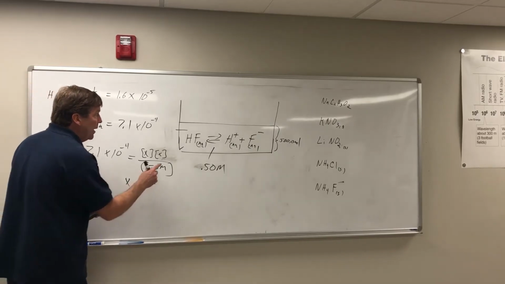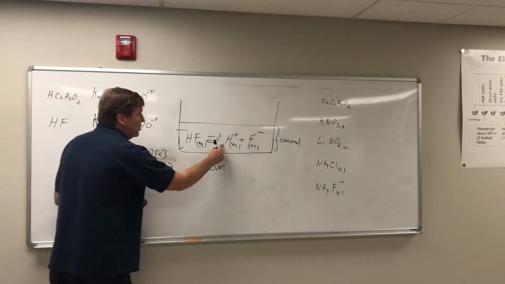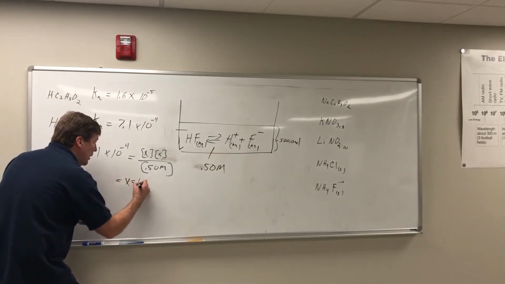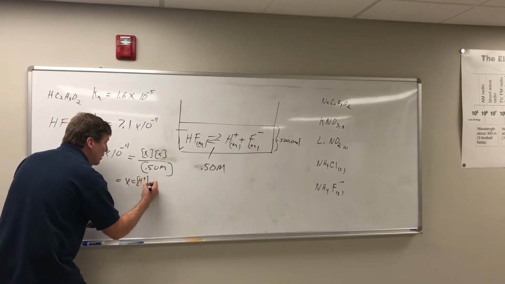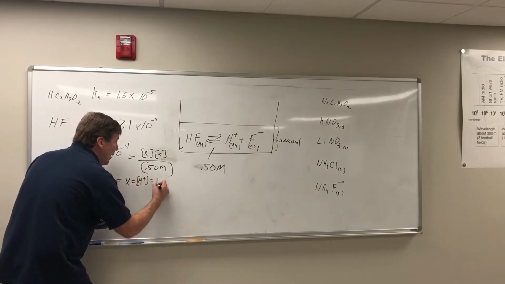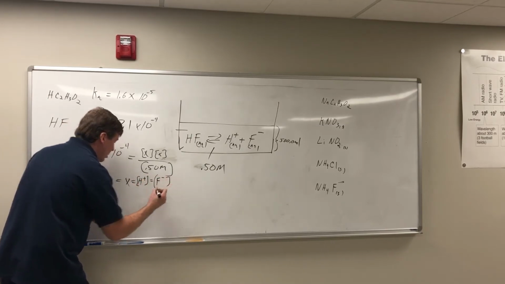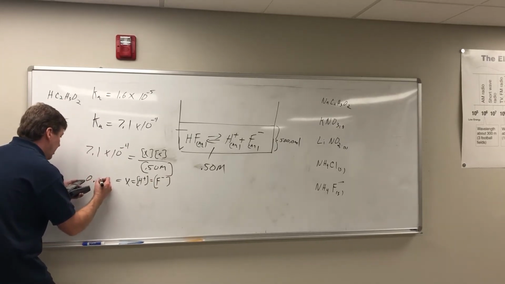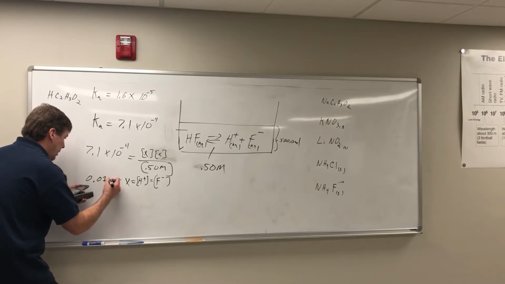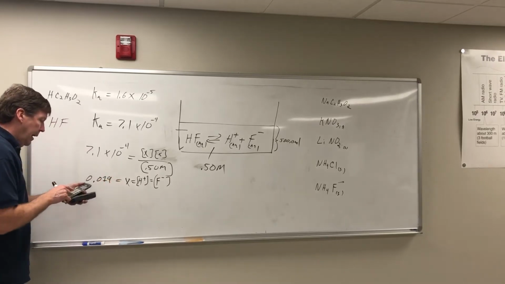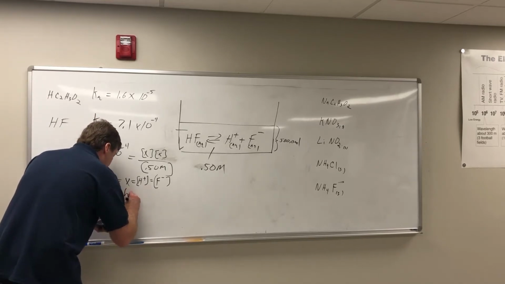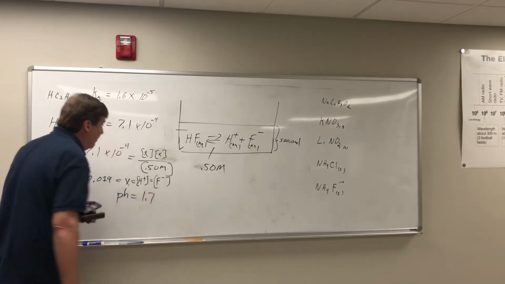Okay, so it looks like our quantity of X, which is equal to these two, H positive as well as F minus here, is going to be approximately 0.019, and the pH is going to be pH equals 1.7 approximately.